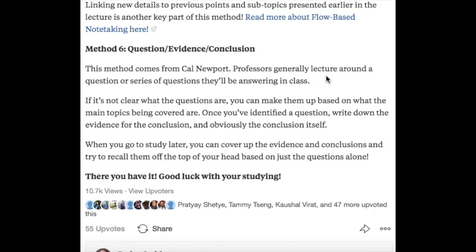And then, just like with the split page or the Cornell, you would cover up your evidence and cover up the conclusions, and hopefully just start with the question, and you'd be able to recite the evidence and the conclusion and walk someone through it, and that's how you would study. It's a very efficient way to do it. It does take a little practice, but it is very effective.